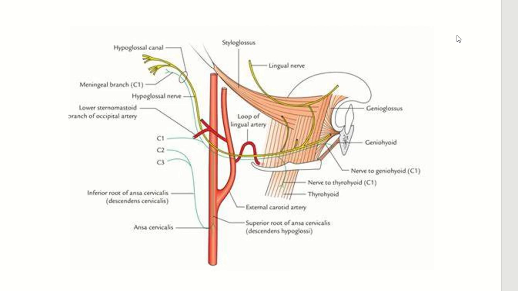So here you can see that at the point of exit of the hypoglossal canal, the two roots are fusing to give rise to the single hypoglossal nerve, after which it passes between the internal jugular vein and the internal carotid artery. Then the nerve passes anteriorly in front of this internal carotid artery. This is the external carotid artery, then the loop of the lingual artery, to reach the part above the hyoid bone.